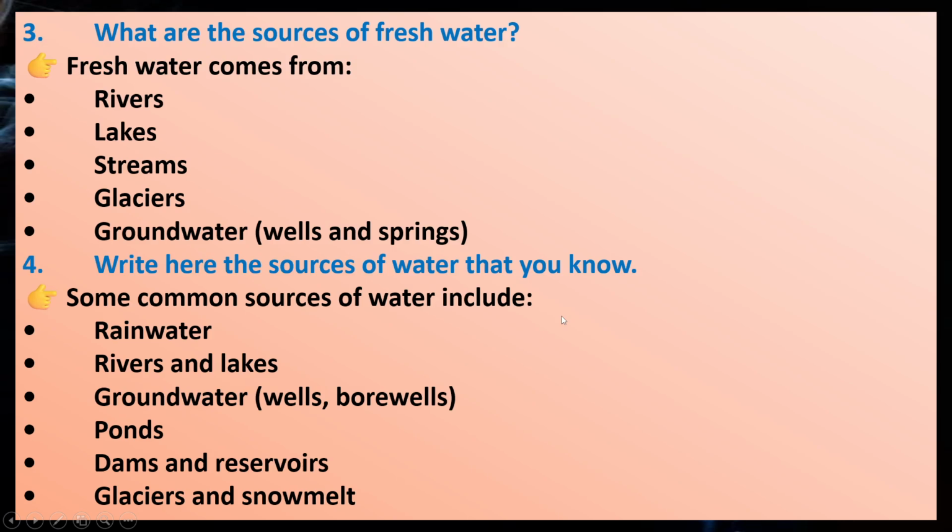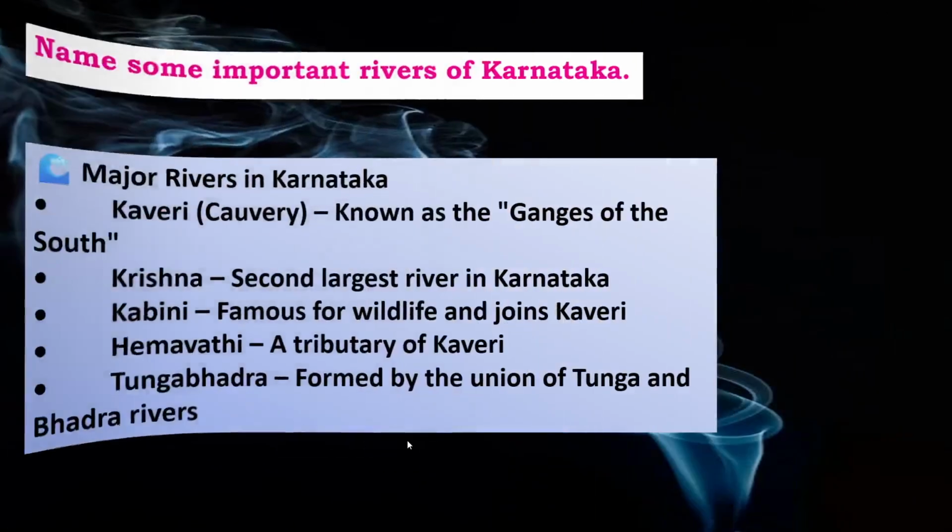3. What are the sources of fresh water? Fresh water comes from rivers, lakes, streams, glaciers, groundwater, wells, and springs. Fourth question. Write here the sources of water that you know. Some common sources of water include rainwater, rivers and lakes, groundwater, wells, borewells, ponds, dams and reservoirs, glaciers, and snowmelt.